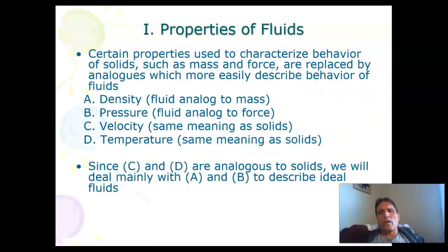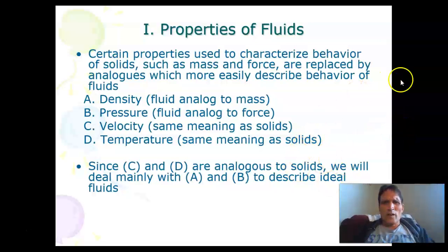So how do we describe a fluid? Well, with solids, we use quantities such as mass and force to describe what happens to a solid. With fluids, we use variables such as density and pressure. And so density is the fluid analog to mass. It's the mass per volume, whereas with solids, we discussed the object's amount in terms of mass.